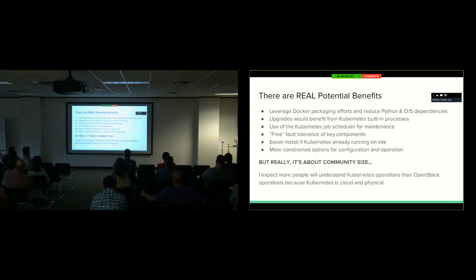And there are real benefits, right? Docker packaging does help people manage Python dependencies. We do get upgrades from Kubernetes' built-in process. So you can say, oh, I need to change the Nova client on 100 machines, and you can issue a single command and actually change the Nova client on 100 machines. It's pretty awesome. There are job schedulers, so you can do maintenance. There's a whole bunch of infrastructure you get for free. You can get fault tolerance in key components because Kubernetes will make sure things keep running. So you can say, I need you to keep running 2 copies of my database server, and it'll do it.